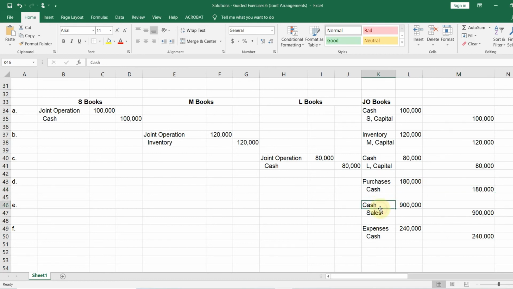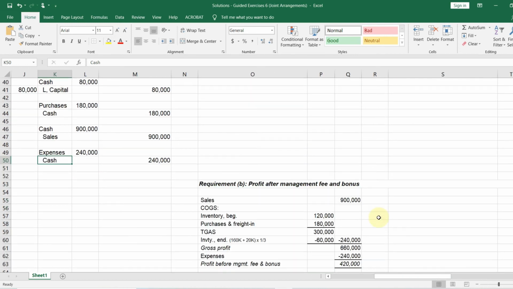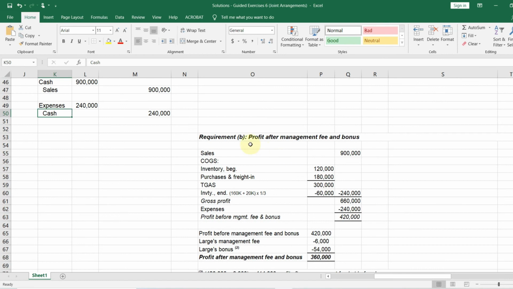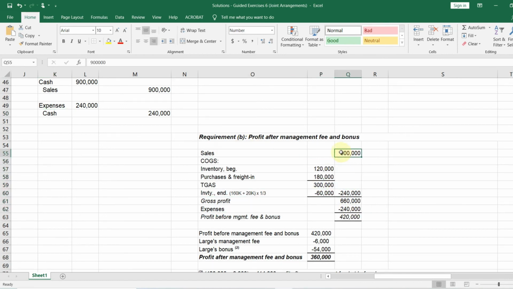Okay? For the letter E, nagbenta. Okay, debit cash, cash sales kasi 900,000 credit sales. Okay? Wala sa books ni operators. And then nagbayad ng expenses, debit expenses 240,000, credit cash 240,000. Okay? So, ganun lang. Next. Profit after management fee and bonus. So, let's compute. Let's do it this way. Debit sales, 900,000. Credit, inventory beginning. So, meron kang inventory beginning.